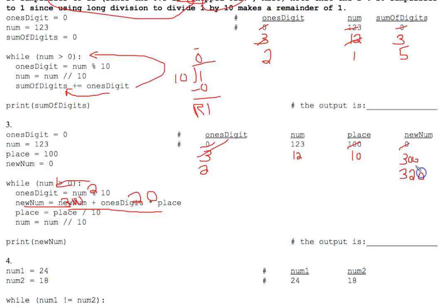And place divided by 10. What's 10 divided by 10? 1. And what's num / 10? 12 divided by 10 is 1.2, but the double forward slash chops off that 0.2, so num is now 1. Look at the elegant little pattern here: 1, 2, 3, 1, 2, 1. We loop back up to the top, and I'll let you finish this problem. I think there's only one more iteration before you have to come down here and print whatever new num is.